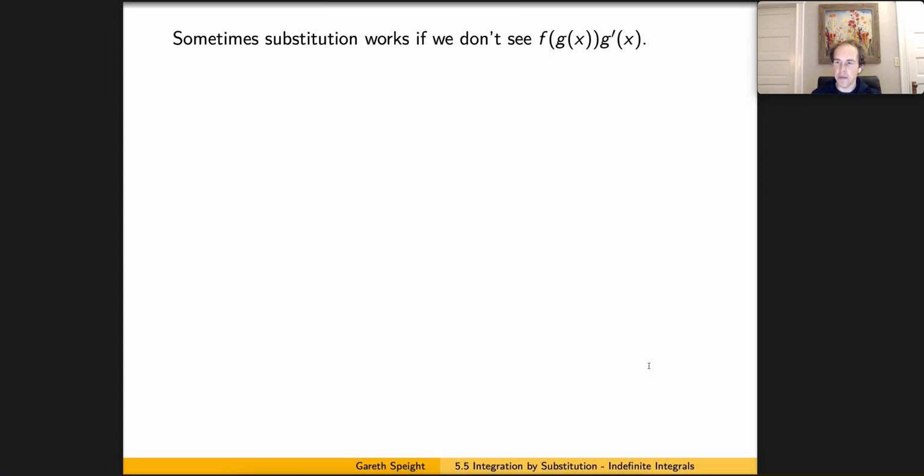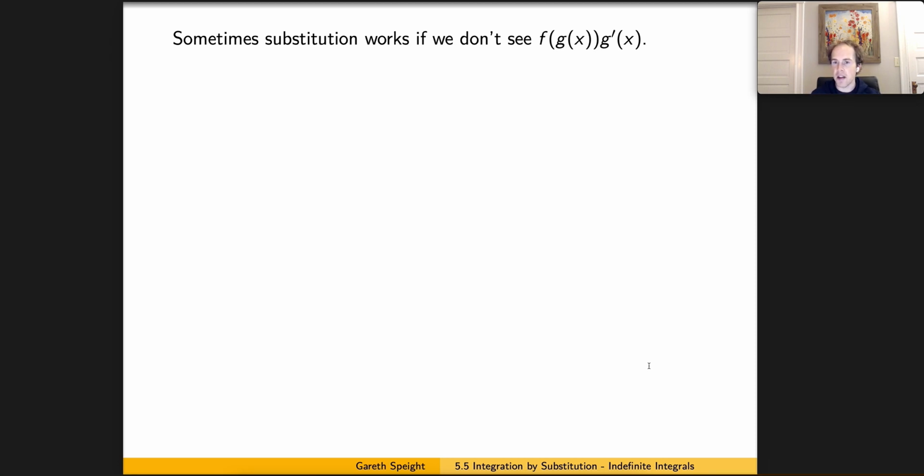Okay, so let's do one more slightly harder example. Sometimes when we use substitution, it doesn't always fit into the scheme of composition function times the derivative of the inside. So this is the nicest possible case. But there are also cases where we don't have this, where we might have a composition function, and we can try to substitute the inside.